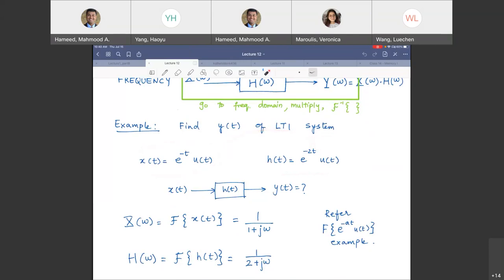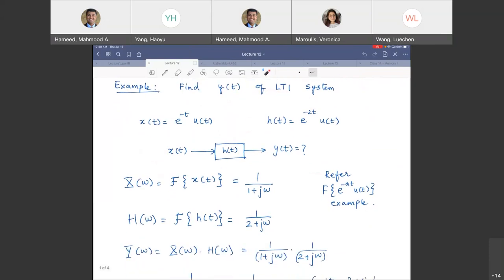Let's work in the frequency domain. Why did I choose to work in the frequency domain? I easily know the Fourier transform of this. It's in the standard form. What is the form? The first Fourier transform that we looked at, e to the minus at u of t with real part of a greater than 0, is 1 divided by a plus j omega, right? So that was the first thing that we looked at. Both of these are in that form. I could find their Fourier transforms very quickly. I could multiply them, and then do some partial fractions and separate it out, and take the inverse Fourier transform.